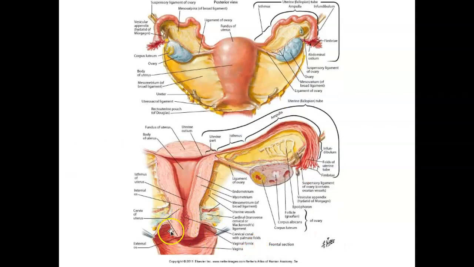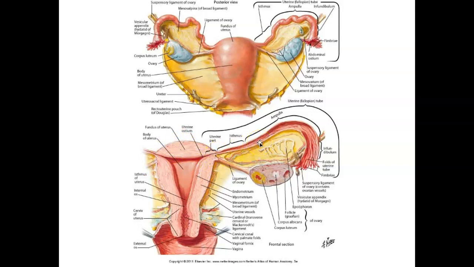Here would be the fornix of the vagina, superior vagina. Here's the cervix, the cervical canal, and then the uterine cavity within the body of the uterus. You can see the fundus of the uterus right here. And then the fallopian tubes.